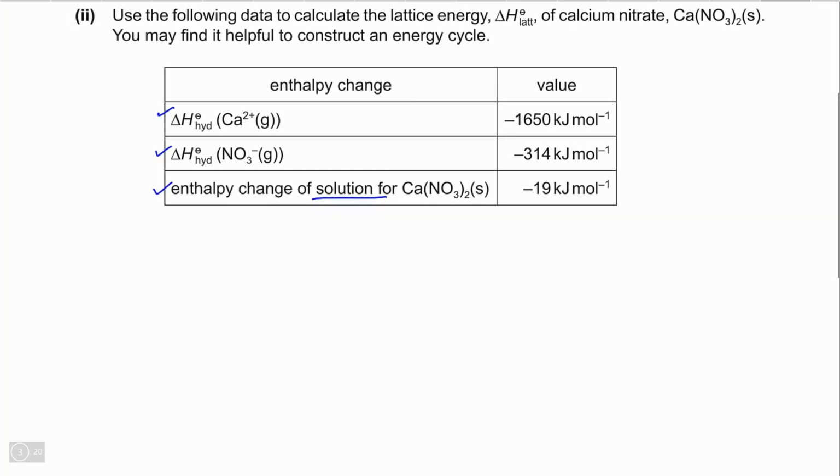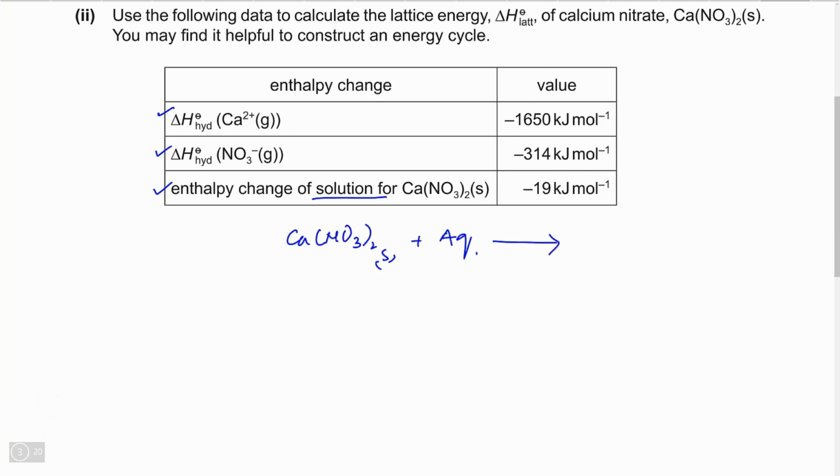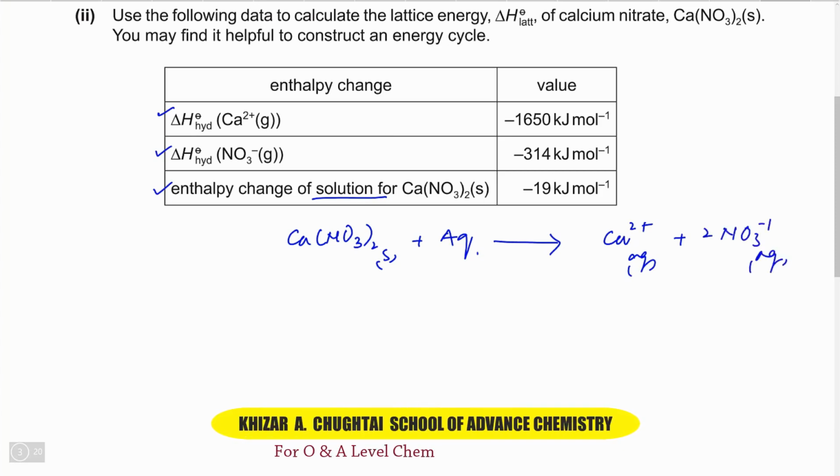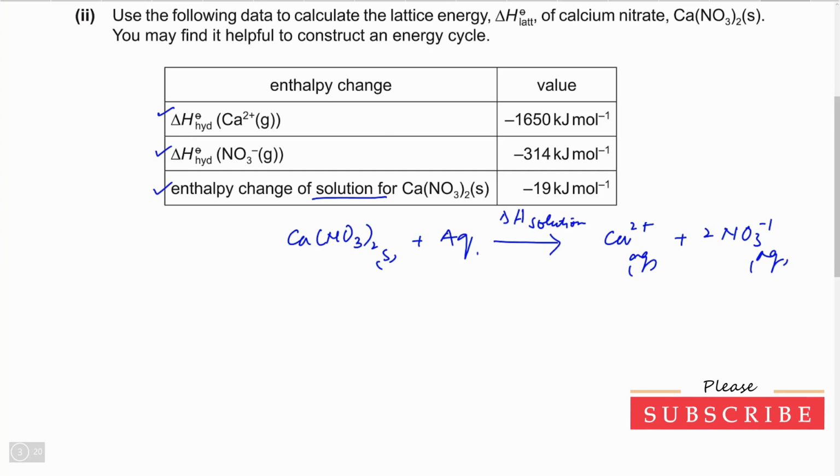I am going to draw the solubility cycle. Calcium nitrate solid, when it is dissolved in aqueous medium, will make calcium 2 positive ion aqueous plus 2 moles of nitrate 1 negative ion aqueous. The enthalpy of this reaction is basically known as delta H of solution. Right? Now come towards the rest of the things.